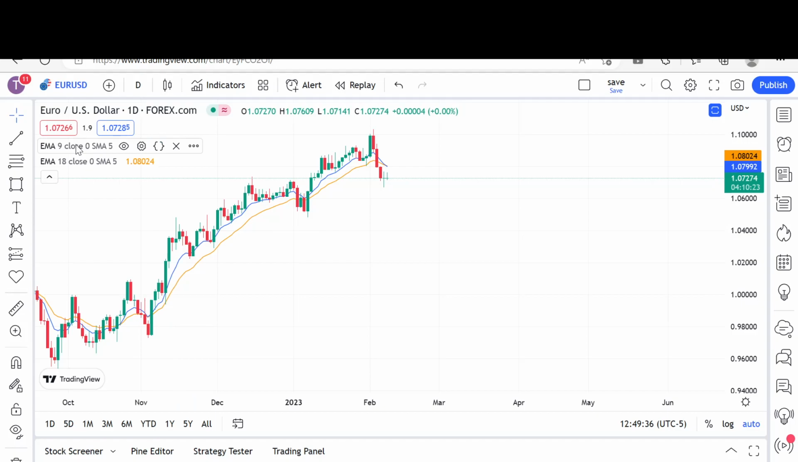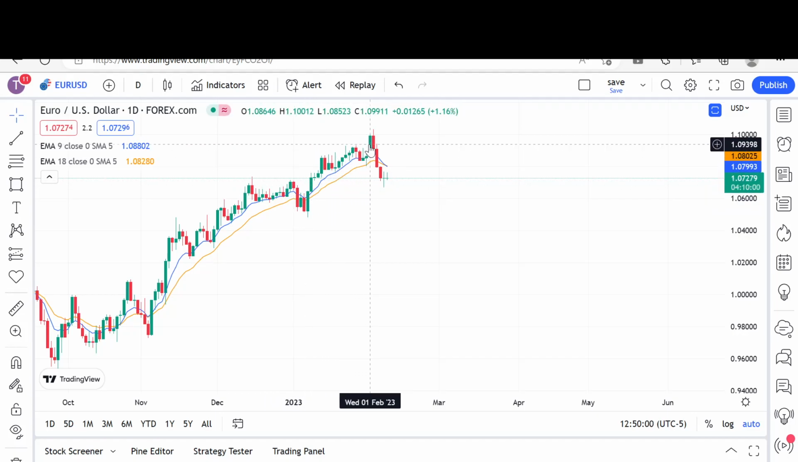Again, this blue one is the 9 EMA, this bottom one is the 18 EMA. See how the blue EMA right here is trending above it. It crosses above it and it stays above it, trending higher. The daily institutional order flow is bullish. See how it's staying above it, staying above it.